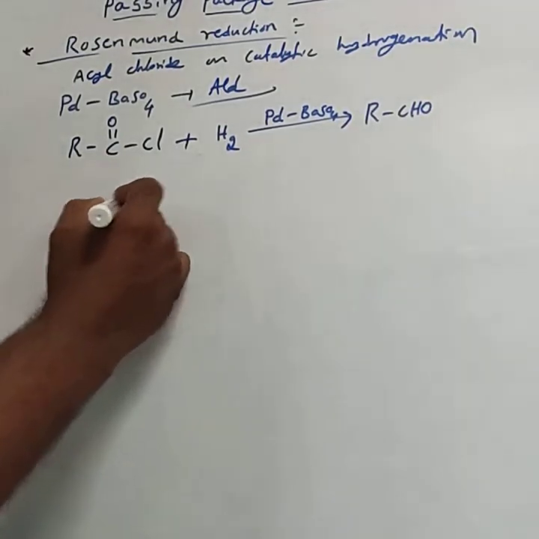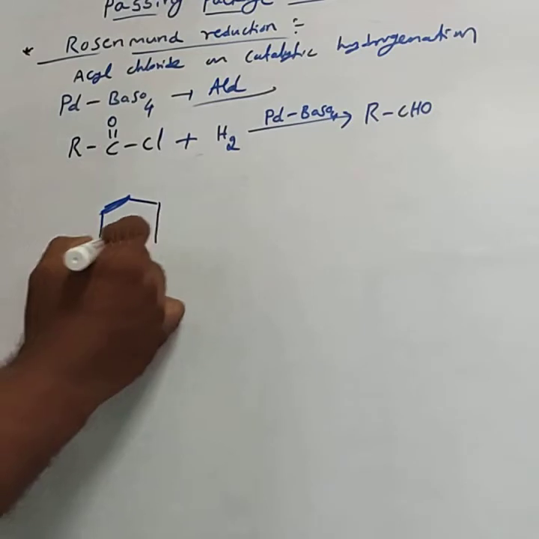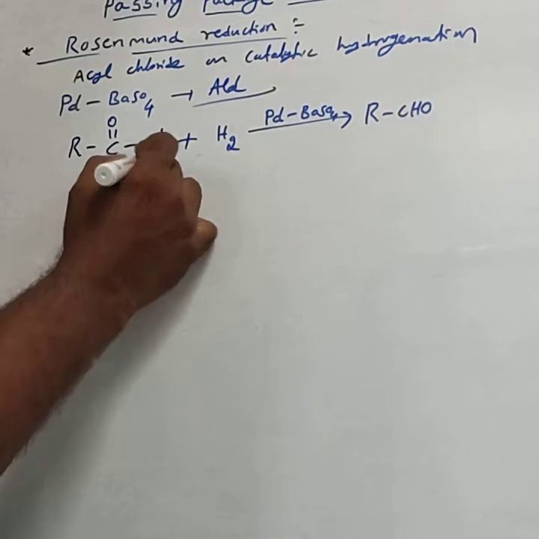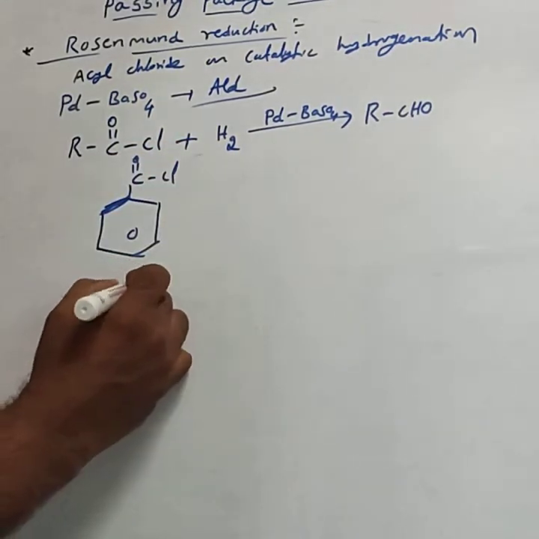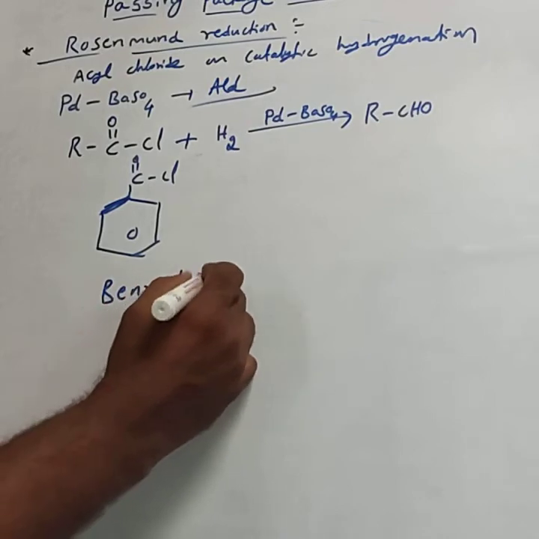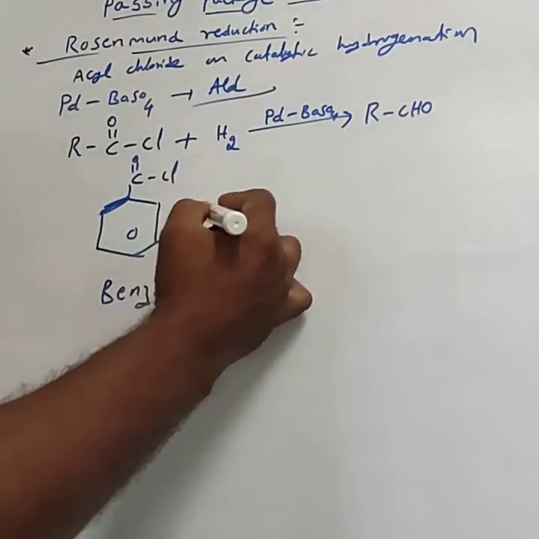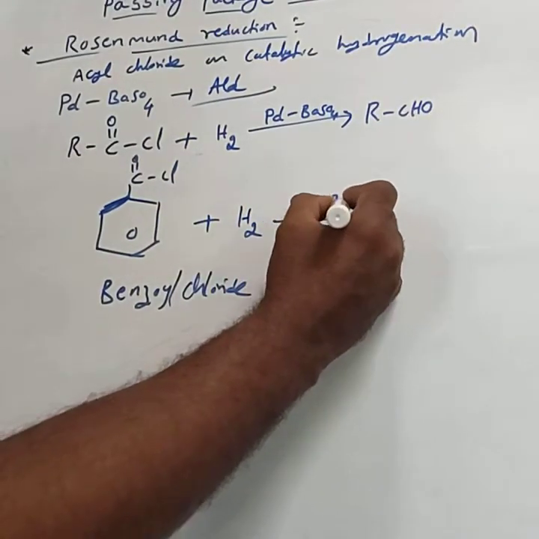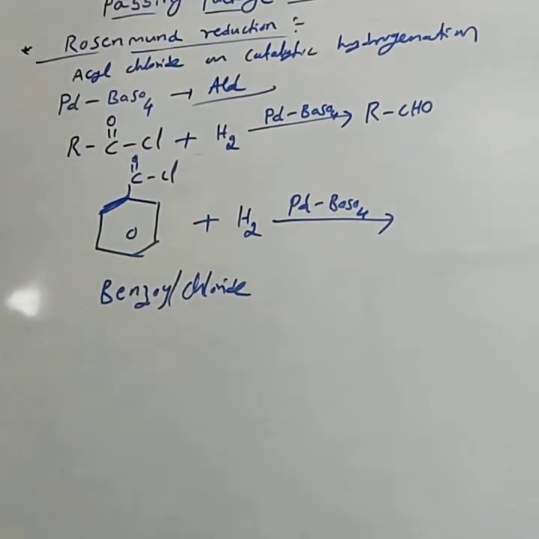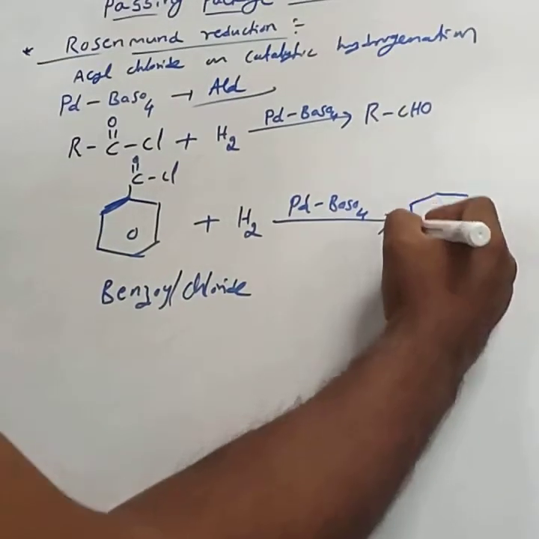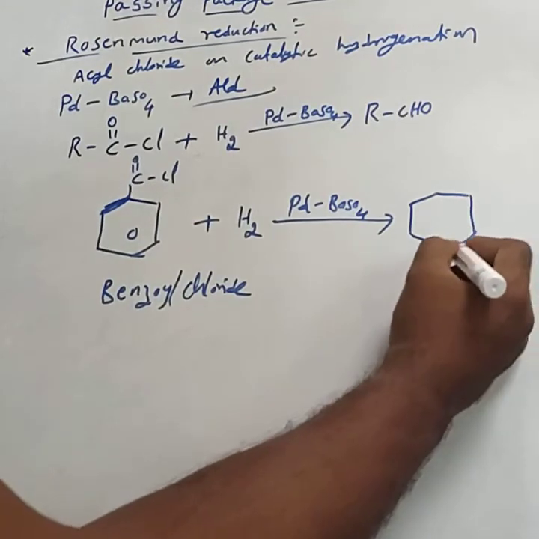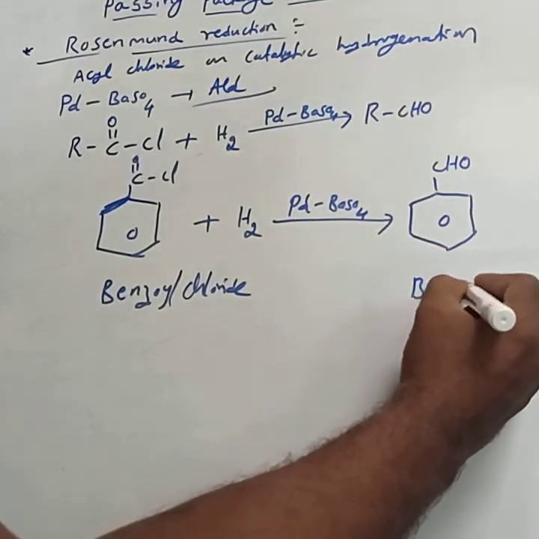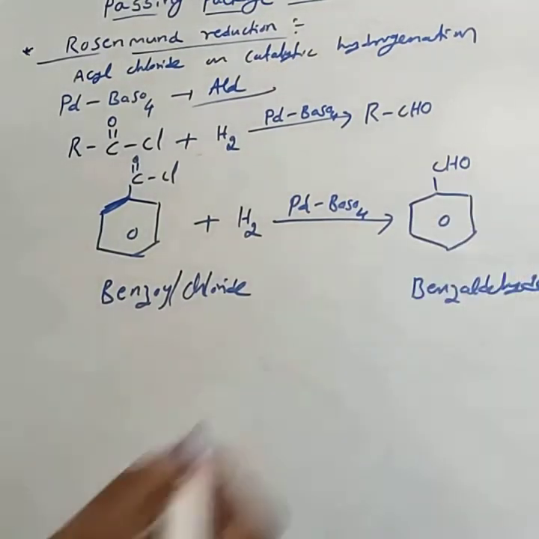Consider this example. C6H5COCl. This is benzoyl chloride. Benzoyl chloride on catalytic hydrogenation by using palladium supported by barium sulfate. Can you guess the aldehyde formed? If you use benzoyl chloride, then the product is benzaldehyde.